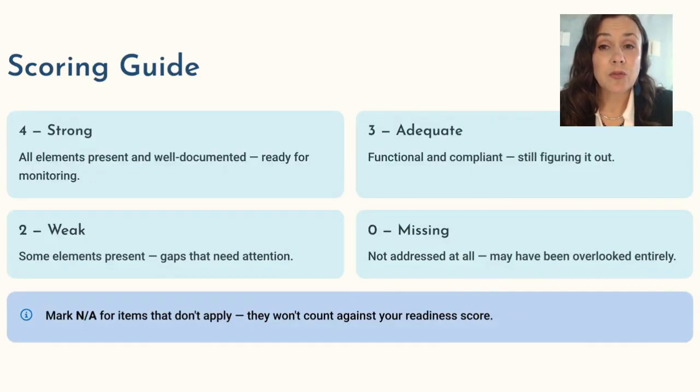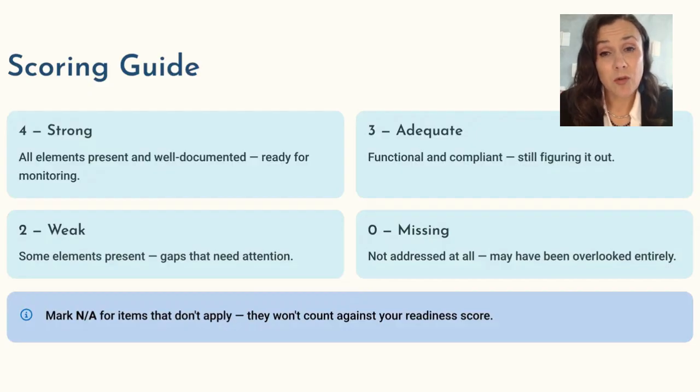Here's how it works. You'll rate each item on a simple 4-point scale. 4 is strong, fully documented, implemented, and defensible. 3 is adequate, generally in place, but could be clearer. You think it could be fully documented, implemented, and defensible, but it isn't just yet. 2 is weak, partially addressed, or inconsistent. You don't know if this can be compliant yet, but you're working on it.